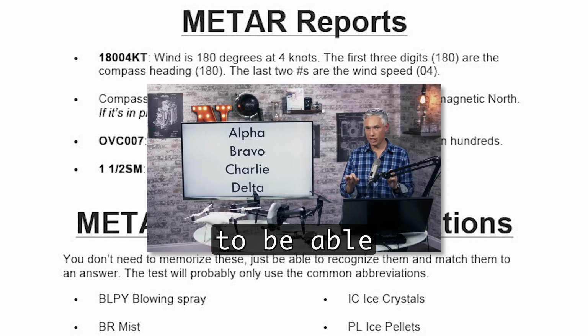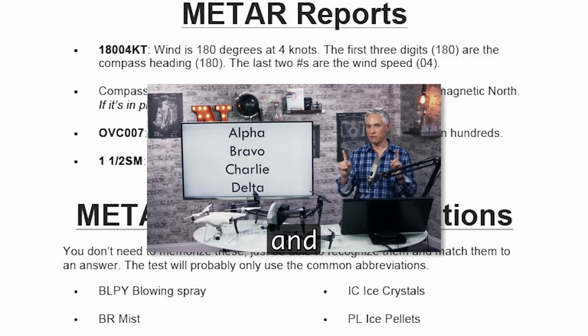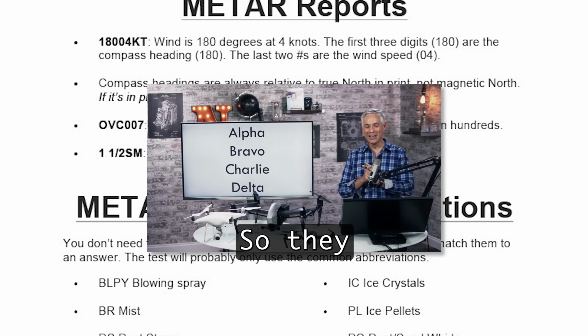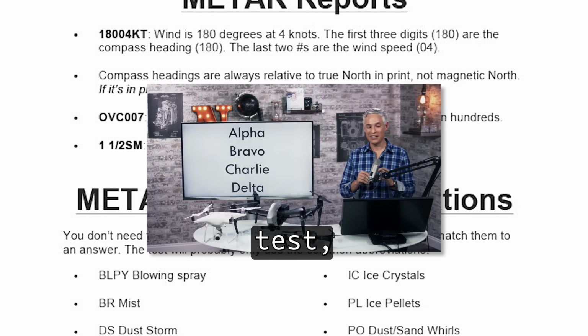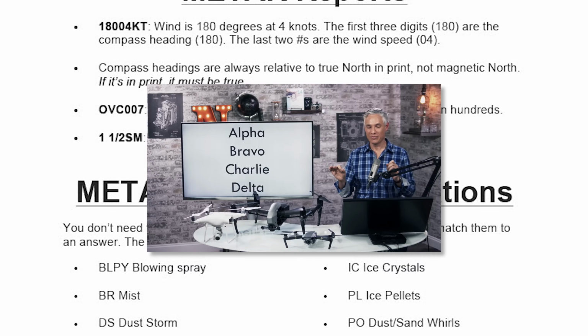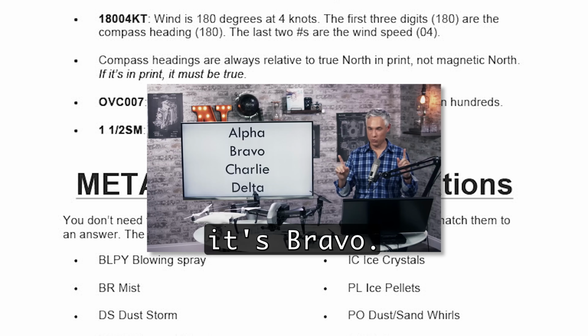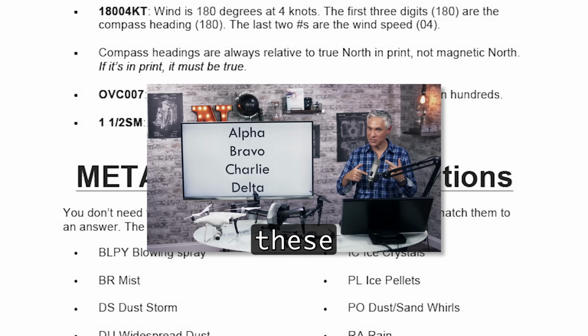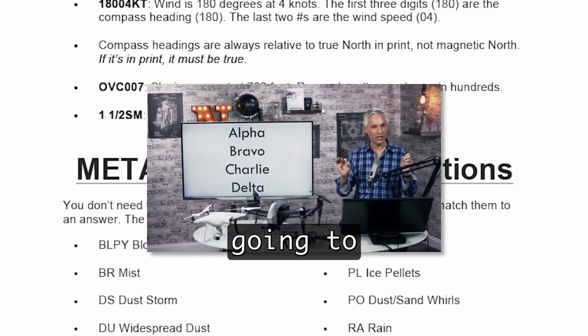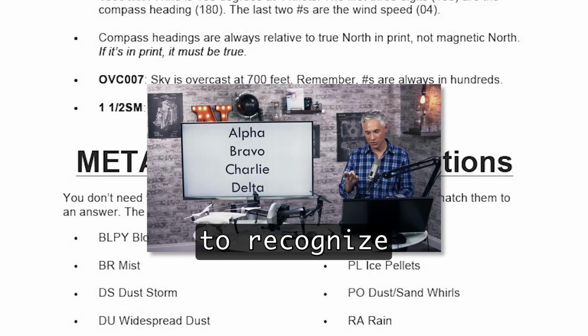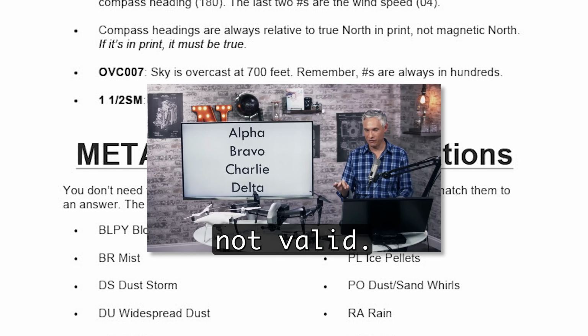But you do need to be able to recognize the real and fake words. So you might see on the test, Alpha Betty. It's not Betty, it's Bravo. So I'm just gonna read these to you, and that's probably gonna be enough for you to recognize the words that are valid and are not valid.